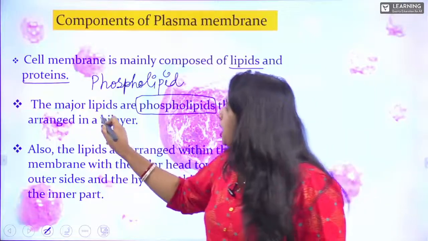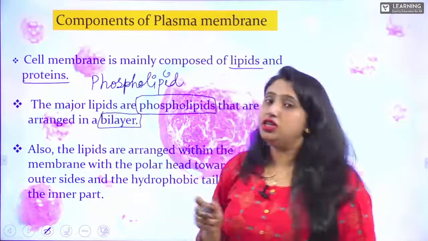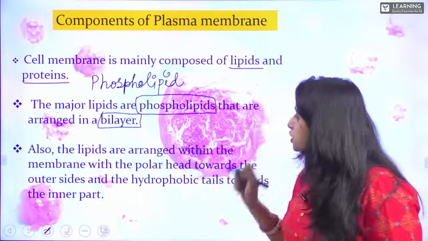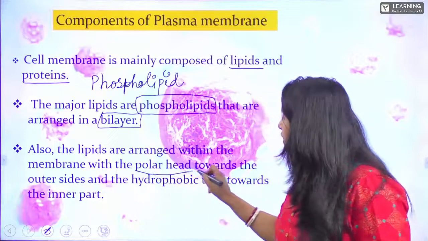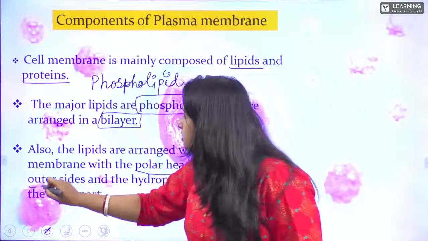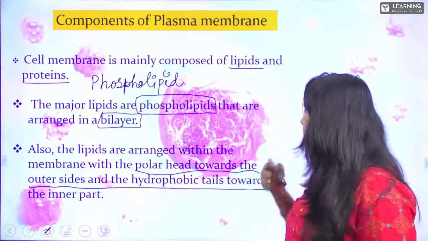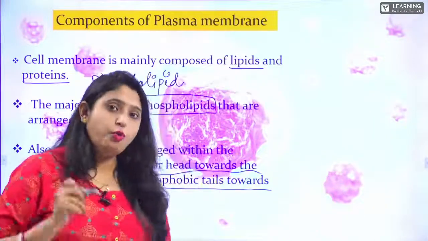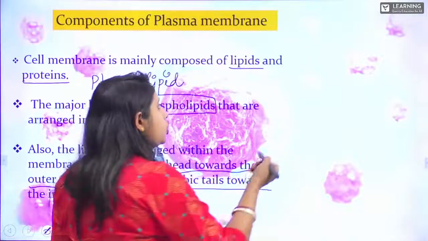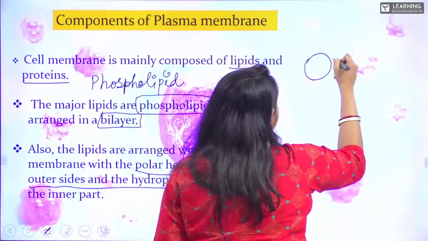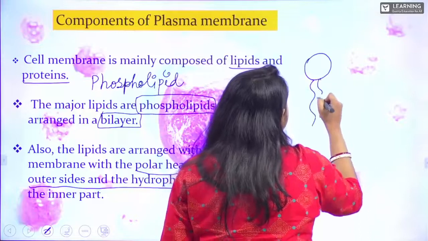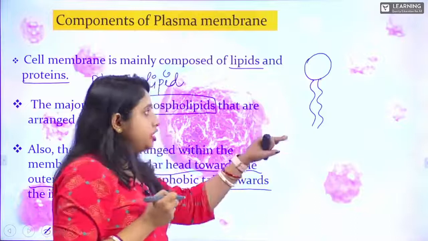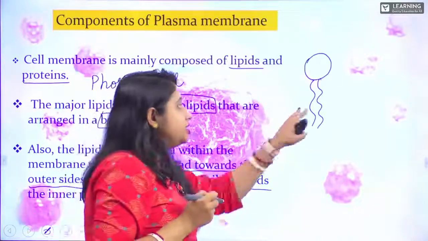They are arranged in a bilayer, as you have seen. Also, the lipids are arranged within the membrane with the polar head towards the outer side and the hydrophobic tail towards the inner part, right? I told you what is hydrophobic and what is hydrophilic. As you have seen how they are arranged, the hydrophobic tail is towards the inner side, right? So this is the tail.